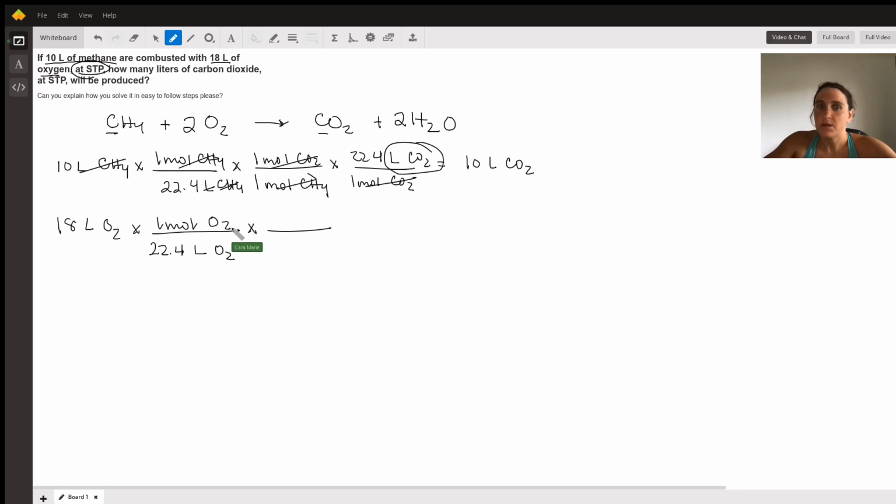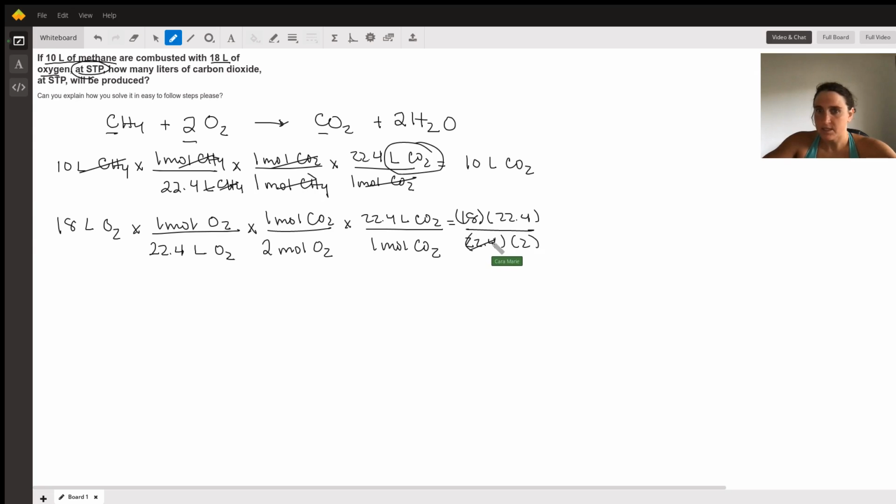And then we use our balanced equation. So for every 2 moles of oxygen, there's 1 mole of CO2. And then for every 1 mole of CO2, there's 22.4 liters of CO2. Here we multiply across the top, divide by the bottom. All right, we notice that those 22.4s cancel. We get 18 divided by 2, which is 9 liters of CO2.